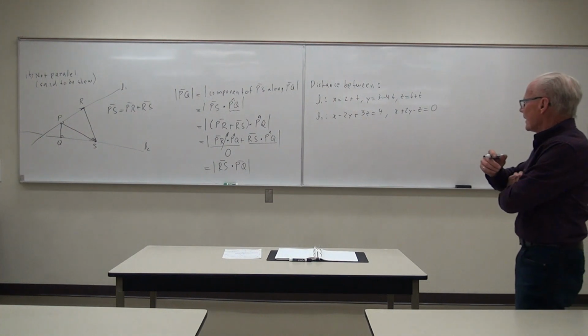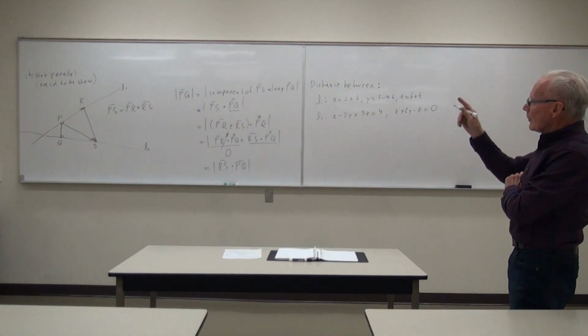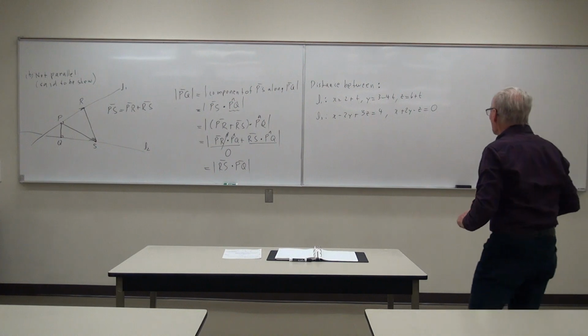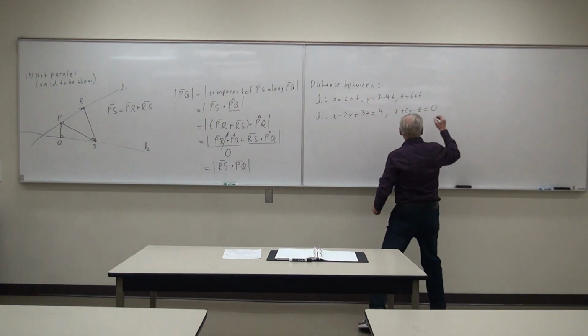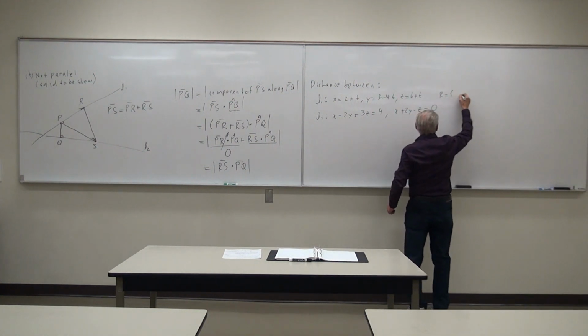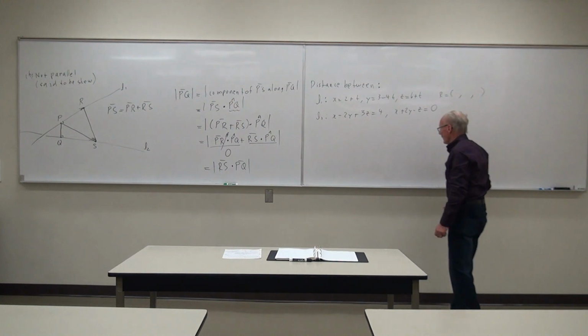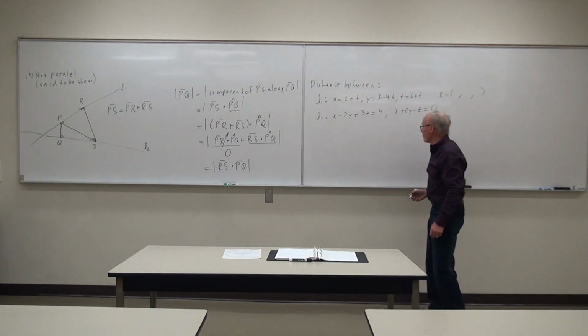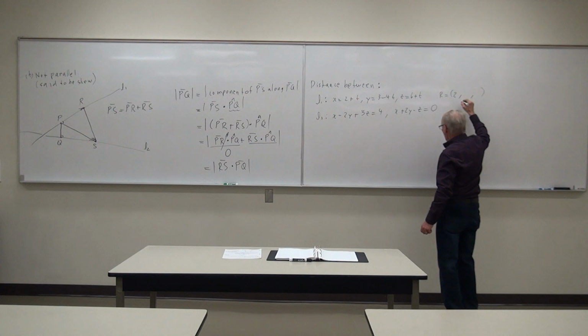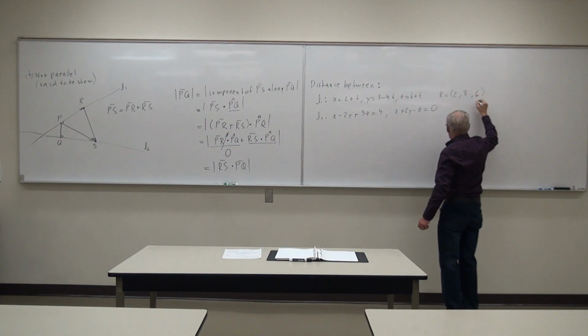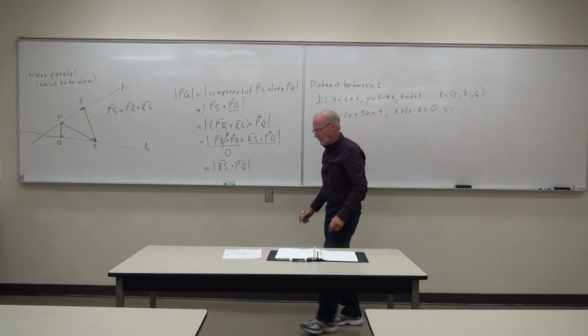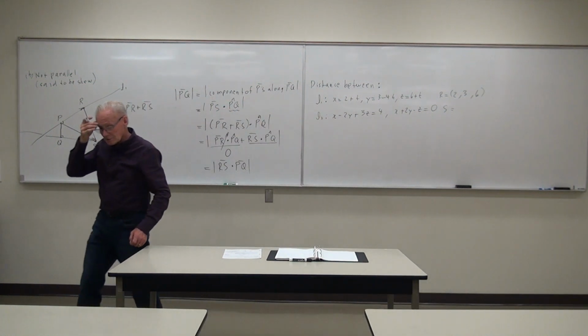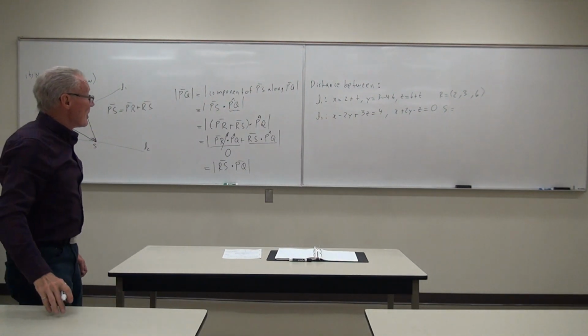All right, what do we need? We need an R, we need an S. We need a point in each line. All right, let's get those. R, point on this line. What would you do? I think I'd put in t equal to 0. 2 and 3 and 6. This one, point on this line. Oh, well, that's not so obvious.